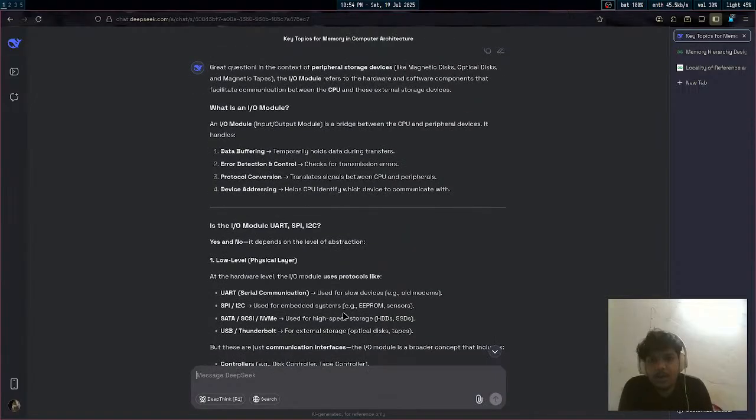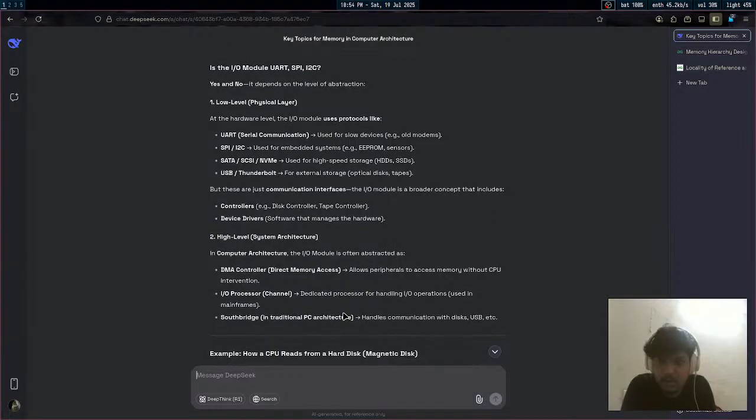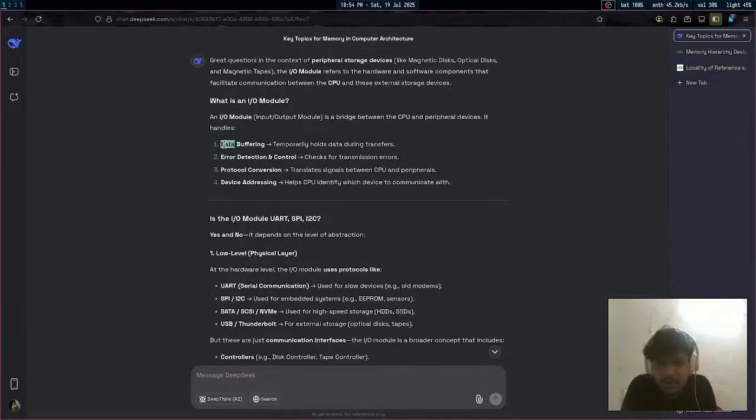An input output module is a bridge between CPU and peripheral devices. It handles data buffering, error detection and control, protocol conversion, translates signals between CPU and peripherals. Device addressing helps CPU identify which device. Okay, got it. This is pretty clear, there is not much to cover in it.